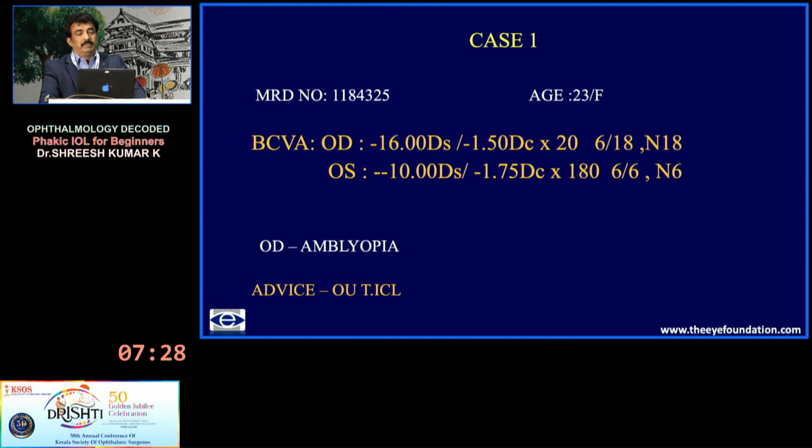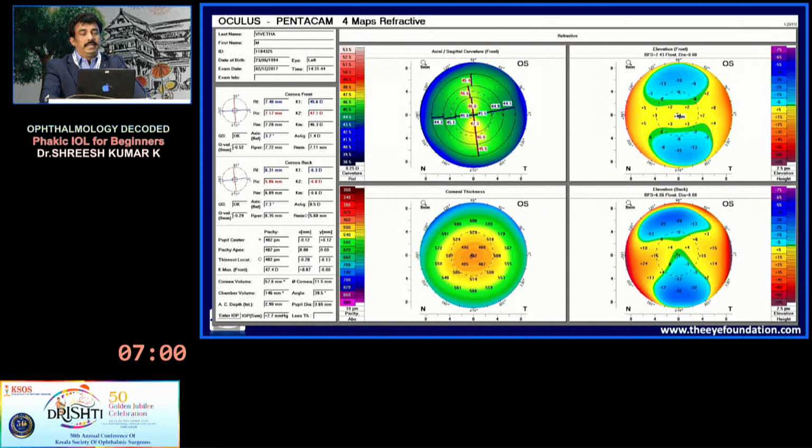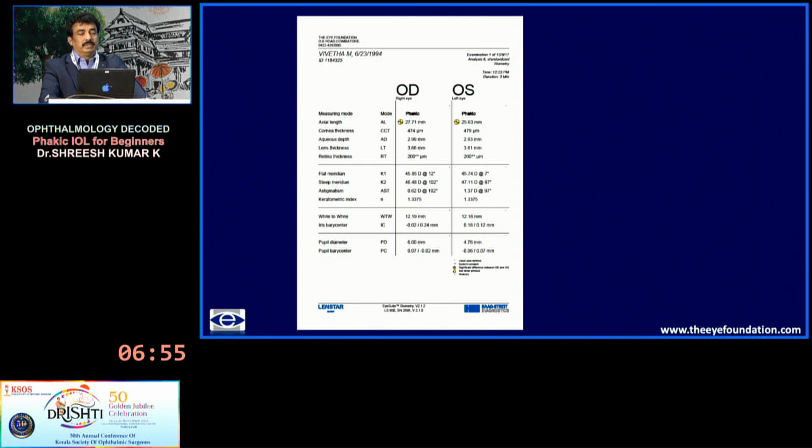And a few case examples. In this particular case, the patient has high myopic astigmatism and anisometropia. The right eye is amblyopic with a very high spherical power, and the left eye has 10 diopters of myopic astigmatism. The best corrected visual acuity is 6/18 in the right eye and 6/6 in the left eye. The anterior chamber depth is sufficient, 2.98 millimeters, and in the other eye 2.9 millimeters.